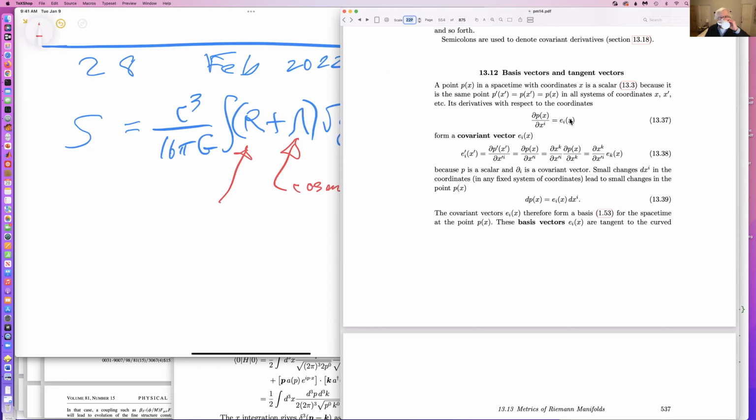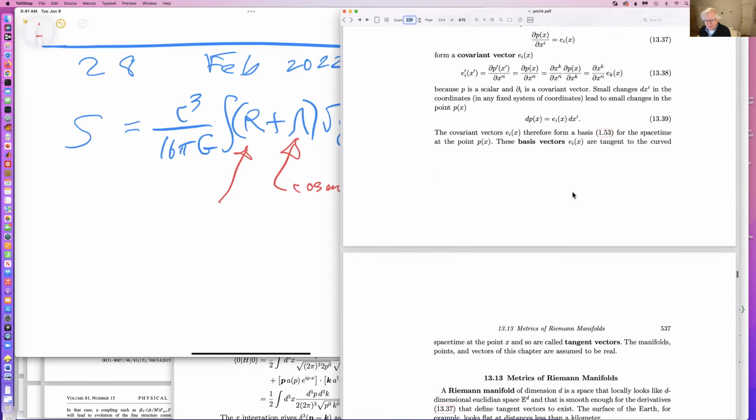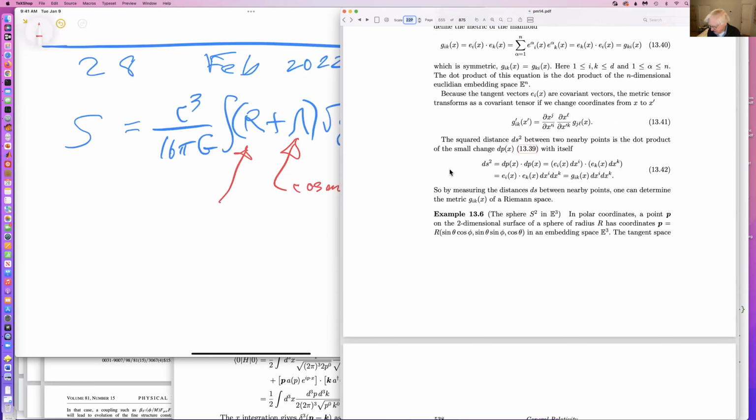Because the point is physical, you get that E prime I of X prime, which is this derivative, is the same thing as this derivative. And then ordinary calculus tells you that's this. And so you get this rule here. So when we change our coordinate system, the basis vectors transform as covariant vectors. And a change in the point on the manifold is the basis vectors times the change in our coordinates, and then you just sum over I. And then the dot product of two basis vectors gives you the metric of space-time. So I think that's the simplest way of looking at this.